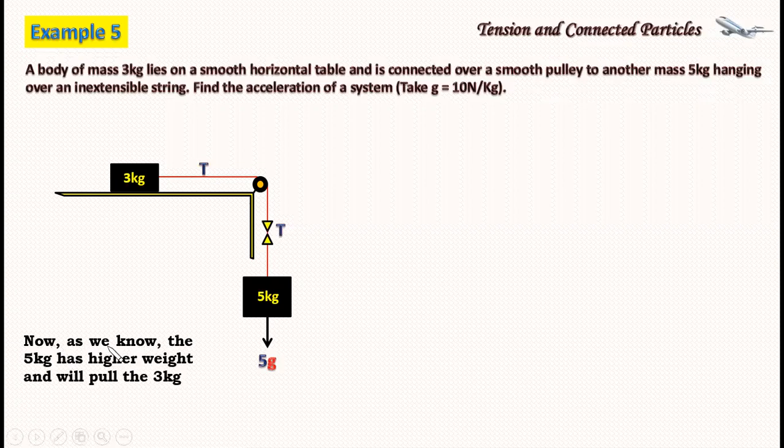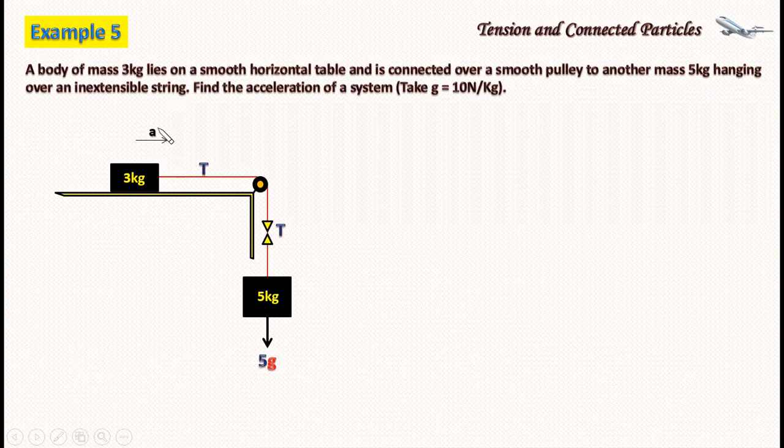Now, as we know, the 5 kg has a higher weight, and therefore it should normally pull this 3 kg along this plane in this direction. So this is making the decision on the acceleration state. The system will accelerate in this direction. And we note that the tension in the string and the acceleration of the system are the same.